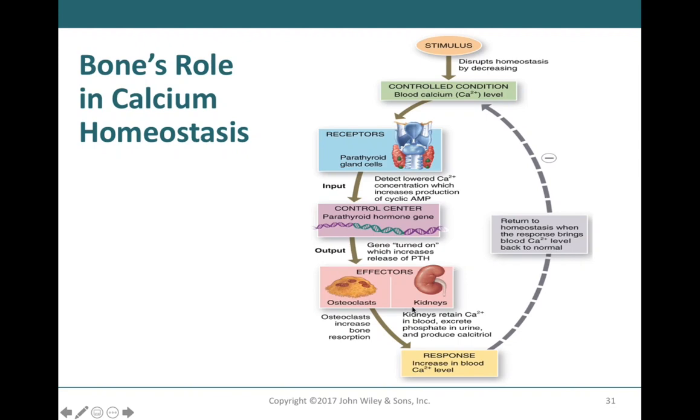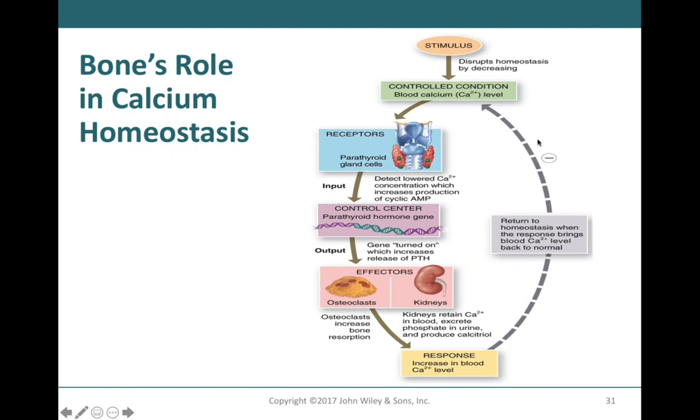Parathyroid hormone tells the kidneys to retain calcium. Our kidneys work as a filter, and they can control the things that they filter in and out of the body. So calcium levels can also be increased by stimulating the kidney to retain calcium in the blood. And both of these mechanisms together will help to repair our blood calcium back to a normal level.